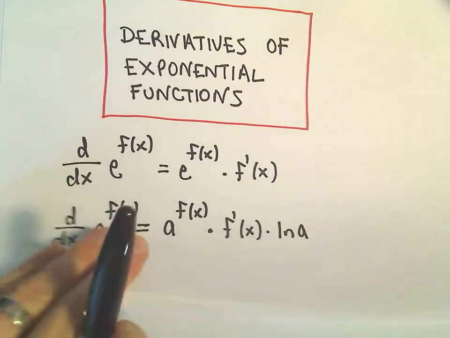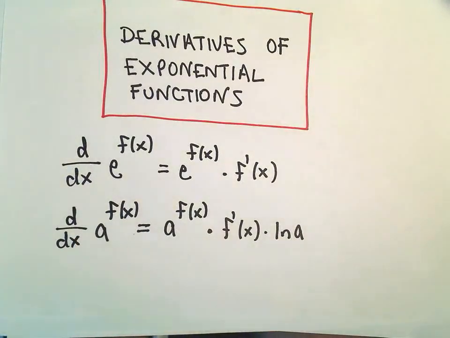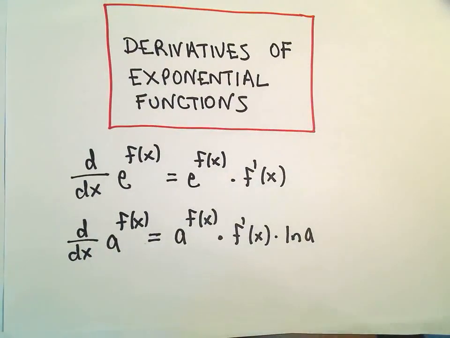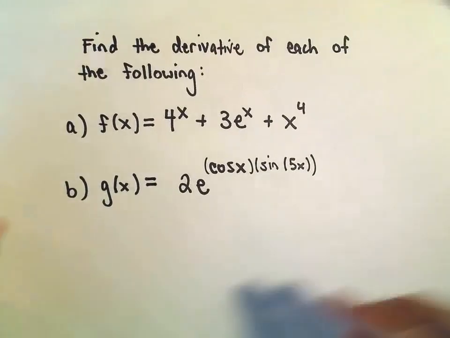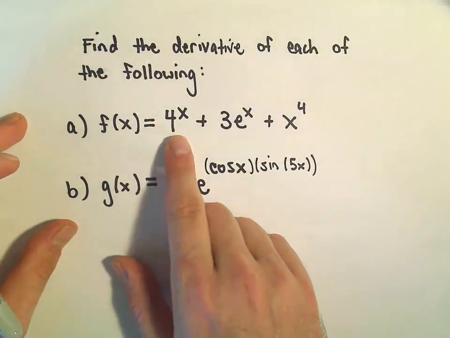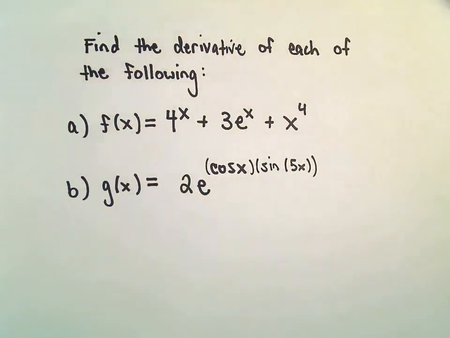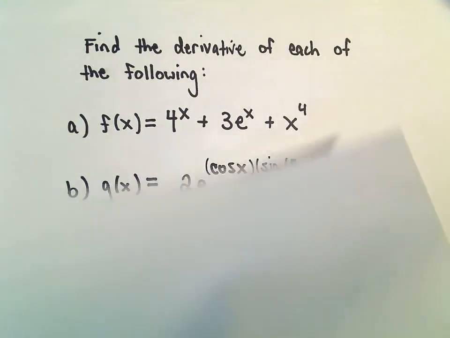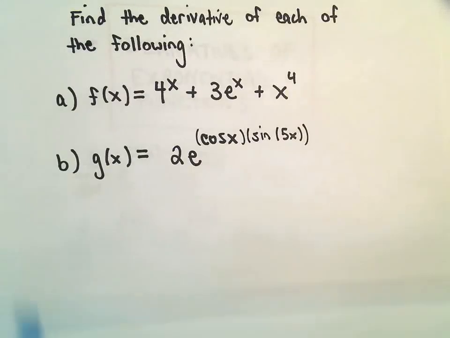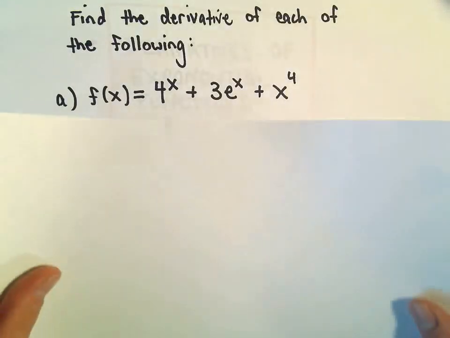So, alright, just a couple examples here. I think we can do both of these examples in this video. So we're going to find the derivative first off of 4 to the x plus 3e to the x plus x to the fourth. Now we've just got a couple different formulas here, and this is a good problem, I think, because it's got a little bit of everything in here.